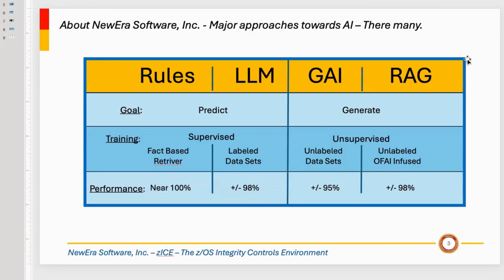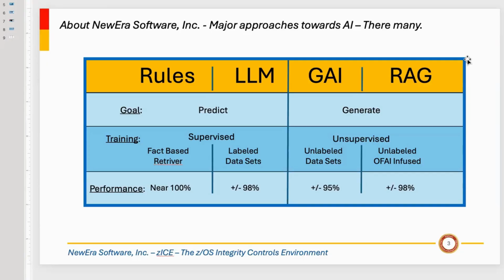Now, there are lots of different kinds of AIs that are out there. There's probably a new one that comes along every day. But the four major categories of AI are shown here in this slide. Rules and large language models essentially have as their goal to make a prediction. In those cases where we have rule-based models, they predict an outcome based on the establishment of rules that are generally viewed to be true.